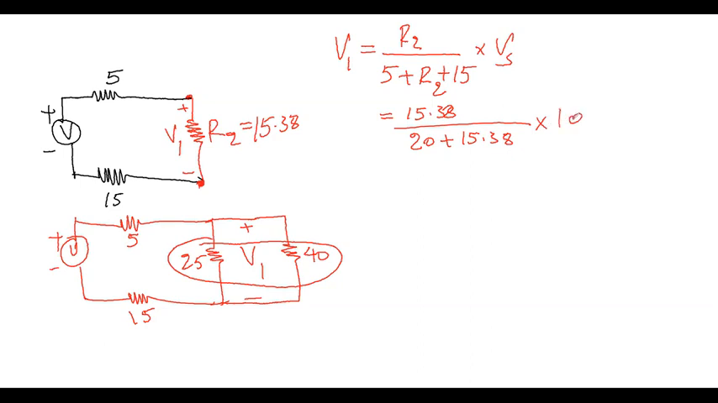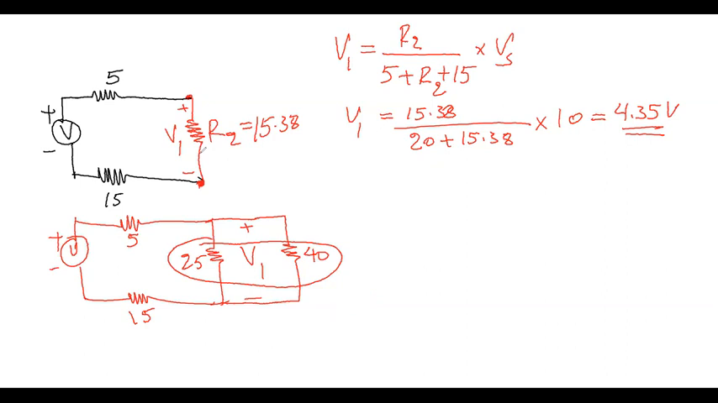Now, if we solve for this, 15.38 divided by 35.38, times 10. If you multiply everything, it will give you 4.35 approximately. So 4.35 volts. So that's V1. So V1 is the voltage across R2, which is also the voltage across the 40 ohm resistor.